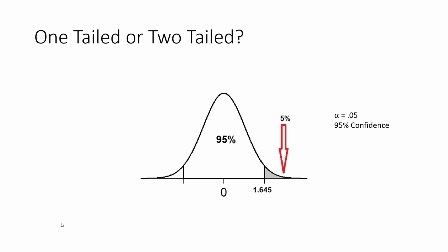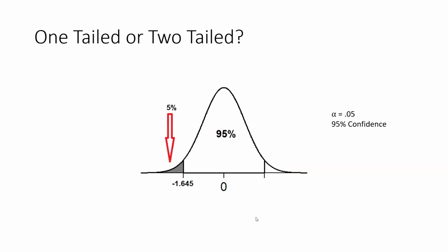If we have a one-tailed test to the right, that would be greater than. Alpha is 0.05, 95% confidence interval. And here we have 5%. 95% plus 5% is 100%. And here is one tail to the left, 95% confidence. Alpha is 0.05.